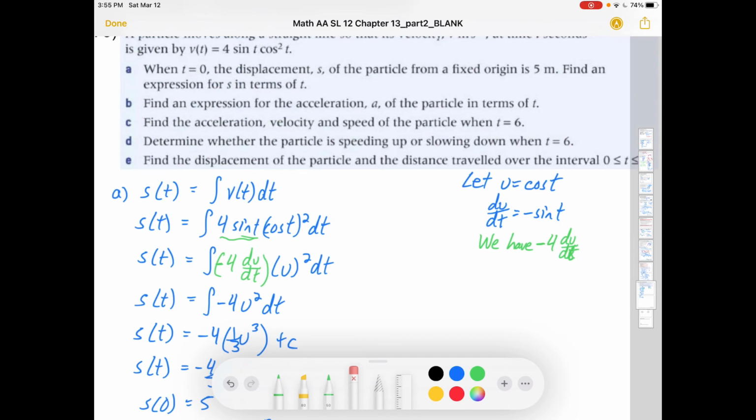Whew, that was a lot of stuff. So let's keep going through the other sections. Maybe they won't all rely on each other. Find an expression for the acceleration a of the particle at time t. Okay, so this hopefully is a little bit better.